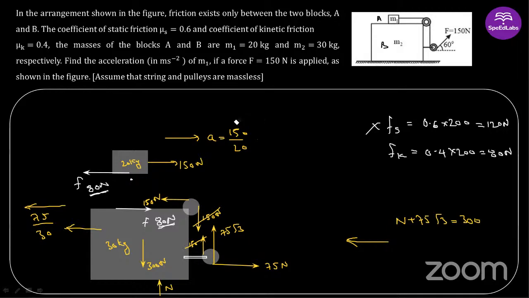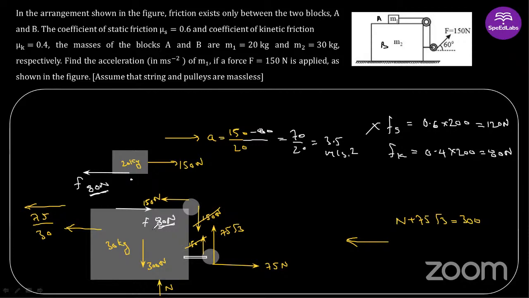So now what are they asking? They are asking, find the acceleration of M1, the top one. So acceleration of this one is 150 minus 80 divided by 20. That is simply 70 by 20, and that gives me 3.5 meter per second square.